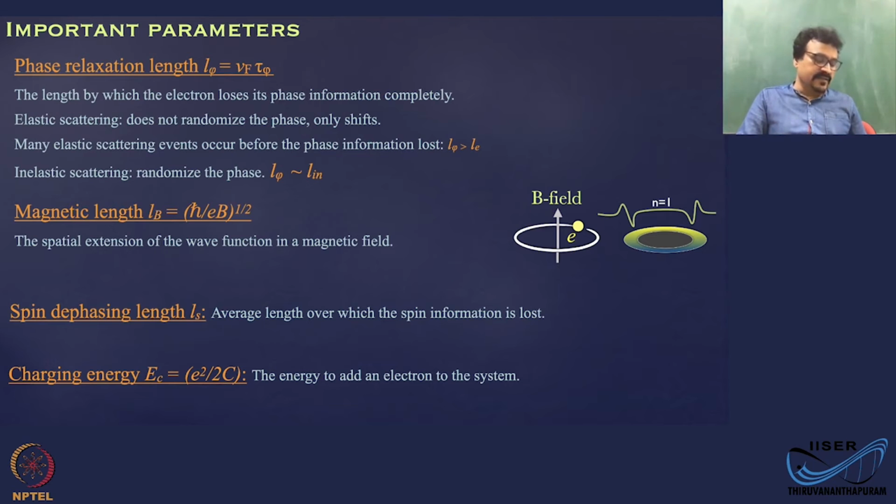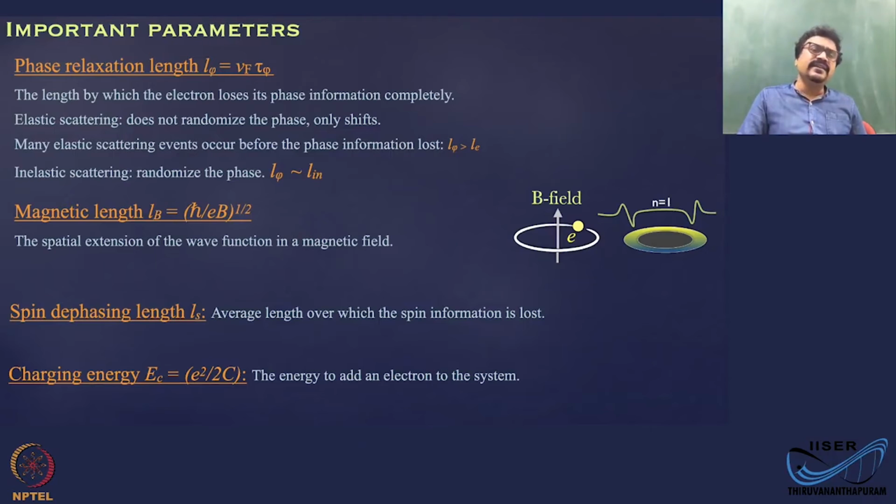And the distance before the electron loses its phase information completely is called the phase relaxation length. Generally, elastic scattering events do not randomize the phase, they only shift it. But inelastic scattering events generally randomize the phase. So you have to identify the inelastic scattering length as the phase randomizing length, or phase relaxation length.